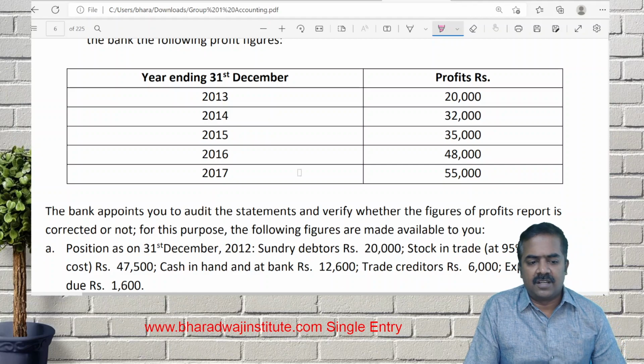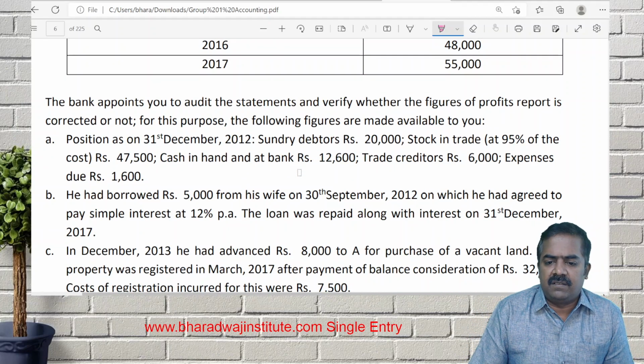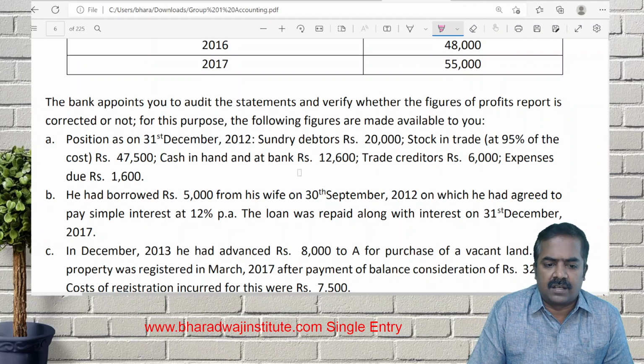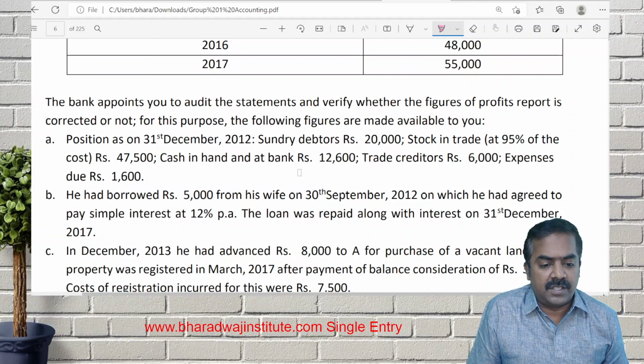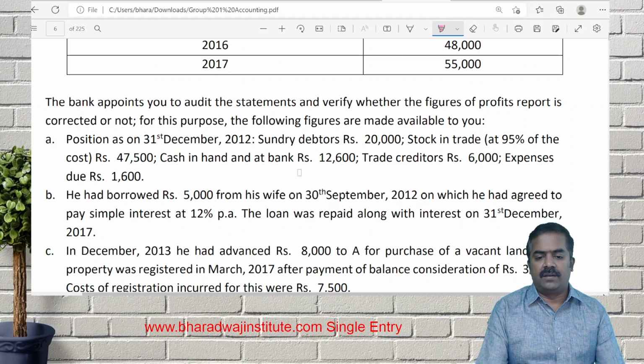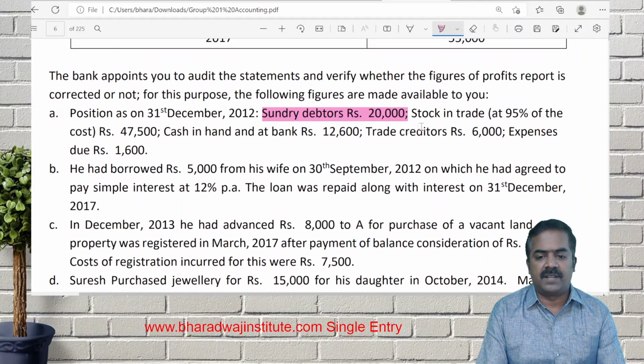How many years profits are given? Yes, 5 years. The bank appoints you as an auditor to audit the statement and verify whether the figures of profit reported are correct or not. Position as on 31st December 2012: debtors 20,000, you will take this as opening balance of debtors. Then stock in trade, it is valued at how much? 95% of the cost.